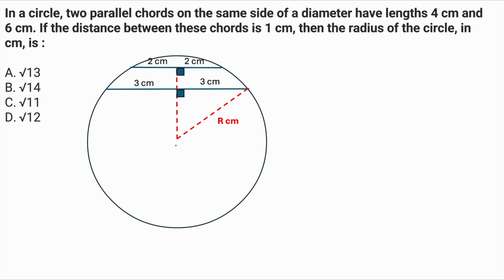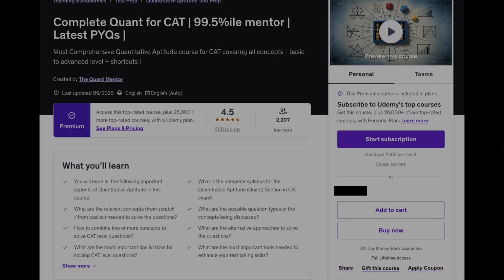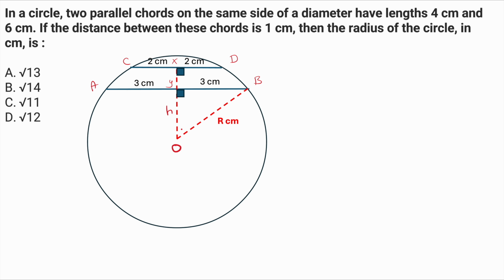Now let's call the center O and the inner chord AB. The outer chord, let's call it CD, and these points be X and Y. I'm assuming the length of OY is H. OY is also the distance of the inner chord from the center of the circle. In triangle BOY, I can write the Pythagoras theorem. I can say H square plus 3 square should be equal to R square.